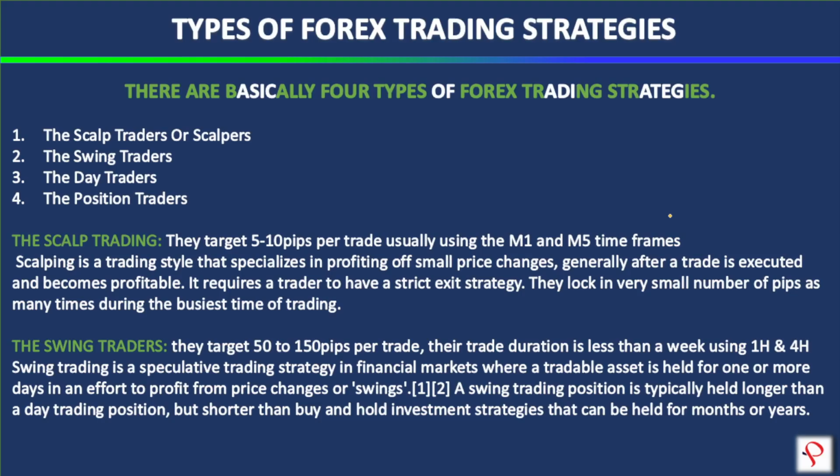Now let's talk about scalp trading. The scalp traders target 5 to 10 pips per trade. Usually they use the 1 minute and 5 minute time frames to carry out analysis. Scalping is a trading style that specializes in profiting off small price changes. Generally, after a trade is executed and becomes profitable, it requires a trader to have a strict exit strategy, so they lock in a very small number of pips as many times as possible during the busiest time of trading.